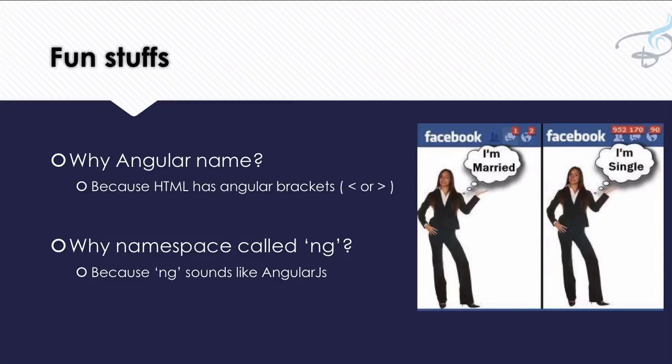Later we will see everything is related to ng, like ngFor, ngIf, everything. So why ng? Because ng sounds like AngularJS, because at the starting of the Angular framework, Angular was just AngularJS, but now it's only Angular. So ng is just a traditional way of using it as a namespace. So these things are here.